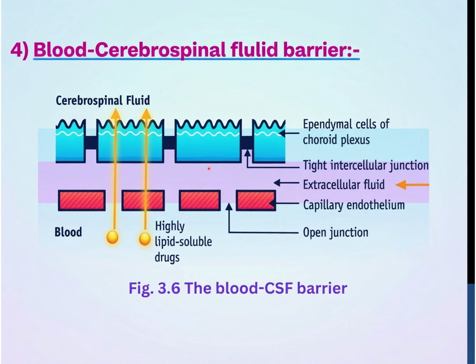This is much like our blood-brain barrier. In the blood-brain barrier, there is also tight junction, then choroid plexus, then capillary endothelium. So here is the tight junction. Okay, this is the tight junction. This tight junction also appears in the blood-brain barrier. So you can see highly lipid soluble drugs can only pass through this. Okay, so other drugs cannot pass through this tight junction.